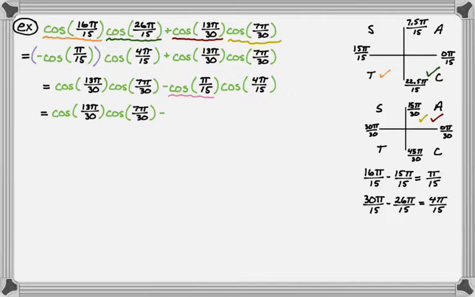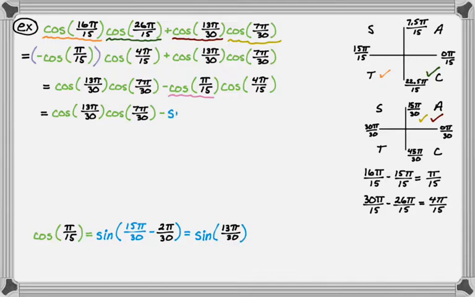So I'm going to turn this into a sine. So cosine of pi over 15 is equal to sine of pi over 2, which I need to use 15 pi over 30 here so that I'm not messing around with decimals, minus 2 pi over 30, so 13 pi over 30, sine of 13 pi over 30. Which is going to be good because when I look at what I currently have, I already have a cosine of 13 pi over 30, just kind of sitting there, so that one's done.